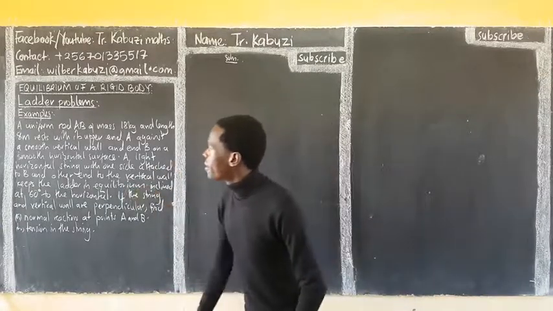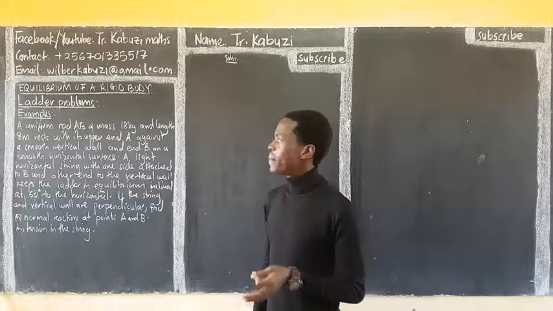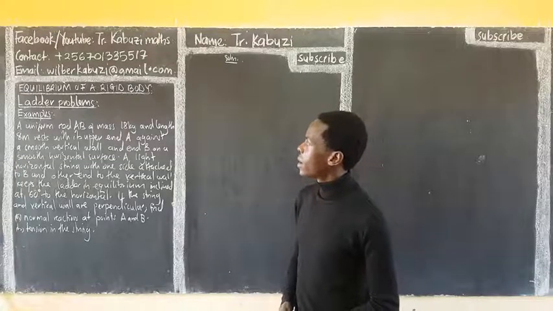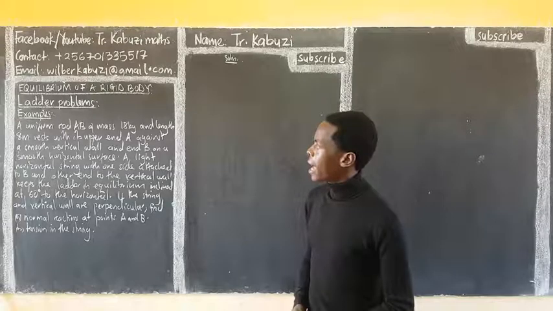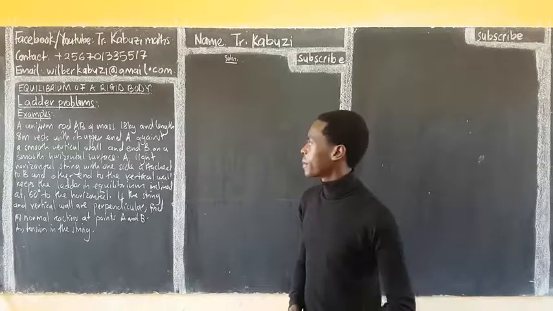A uniform rod. The moment I say uniform, it means that the weight is going to act in the middle of that rod. AB of mass 8 kilograms and length 8 meters rests with its upper end A against a smooth vertical wall and end B on the smooth horizontal surface. The moment the word is smooth, you don't have friction.